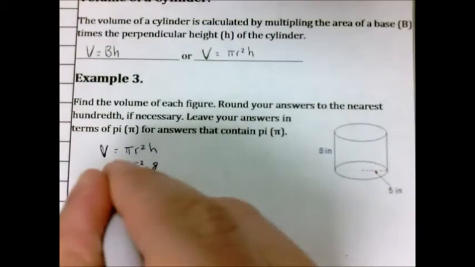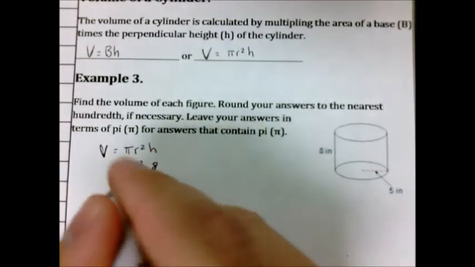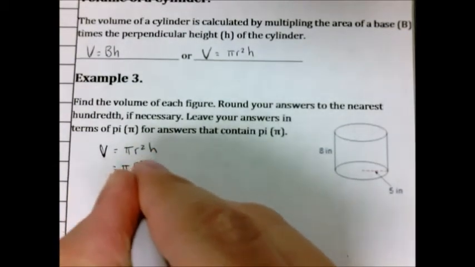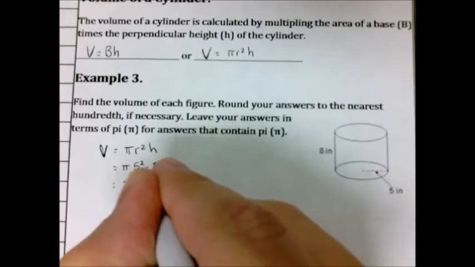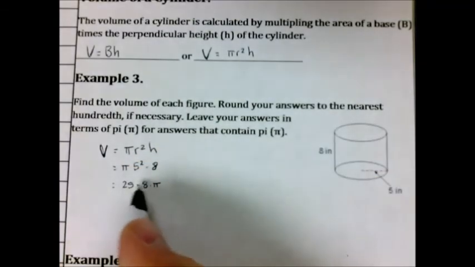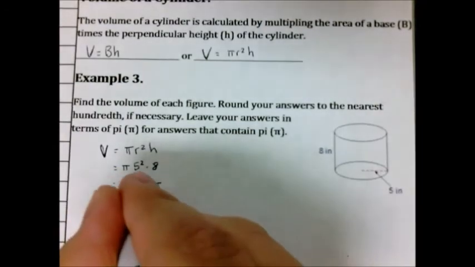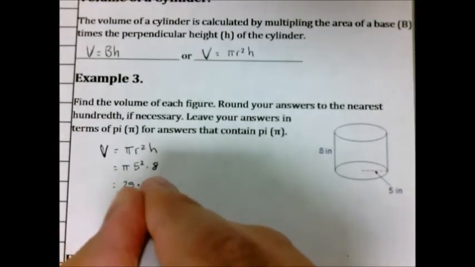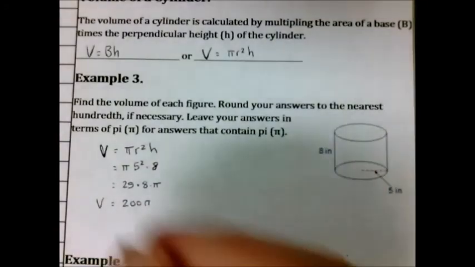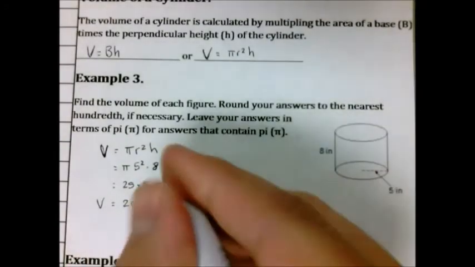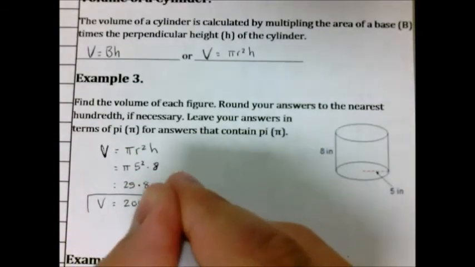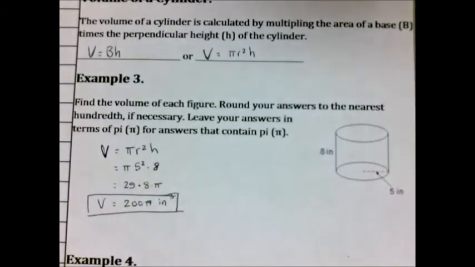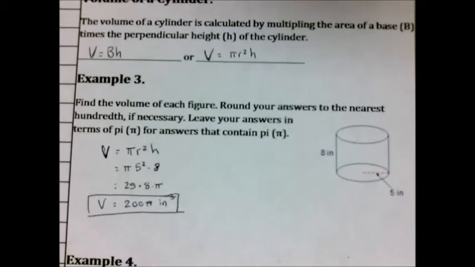All we have to do then is just simplify this. 5 squared is 25, and we can reorder this too. Multiply it by 8, and then multiply by pi. 25 times 8 is going to end up being 200. And so we end up getting our volume to be 200 pi, and then we have to label it inches cubed. That's the total space inside of this cylinder, 200 pi inches cubed.